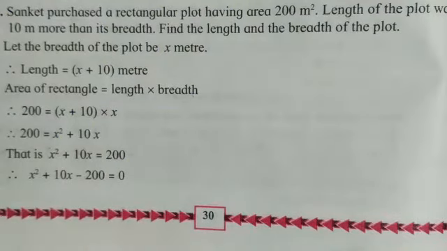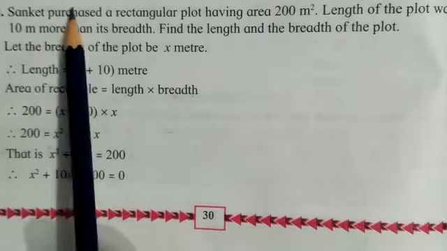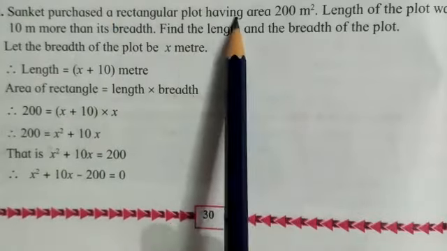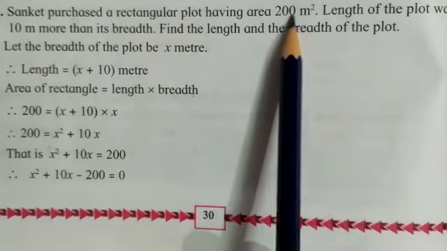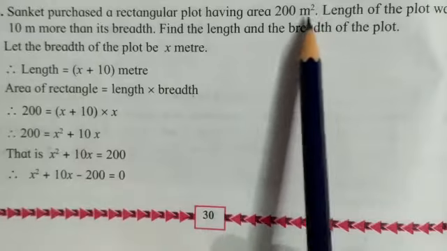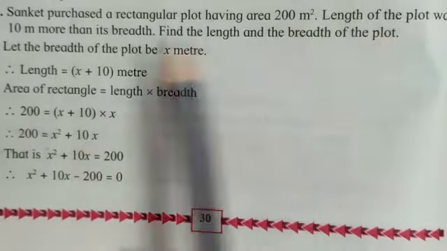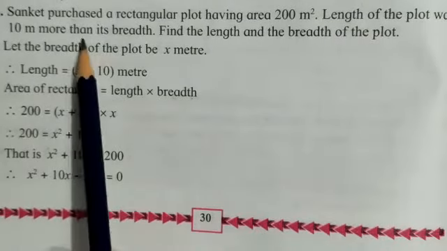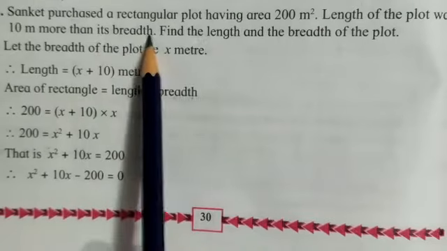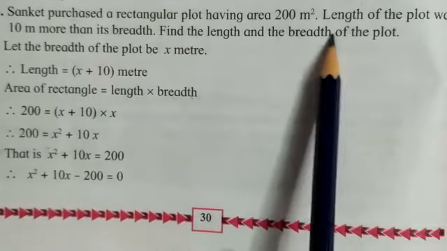Now through one example, we will see why the quadratic equation is important in our daily life, how it is correlated. Here the example is there, see. Sanket purchased a rectangular plot having an area of 200 square meter. The length of the plot was 10 meter more than its breadth. Find the length and the breadth of the plot.